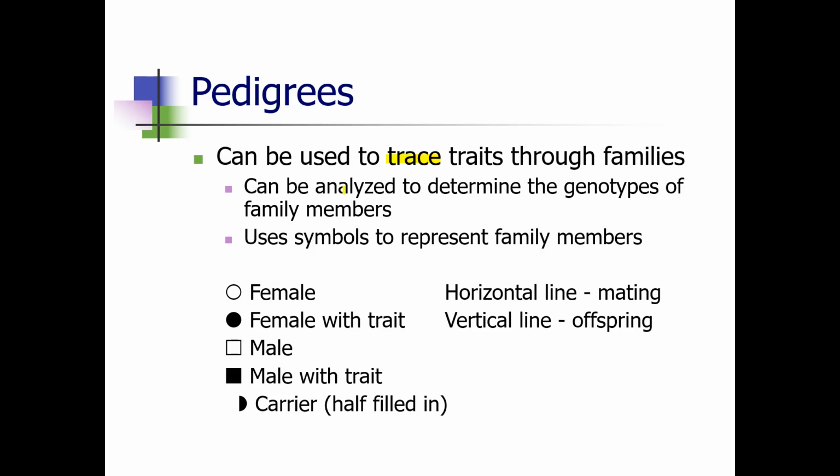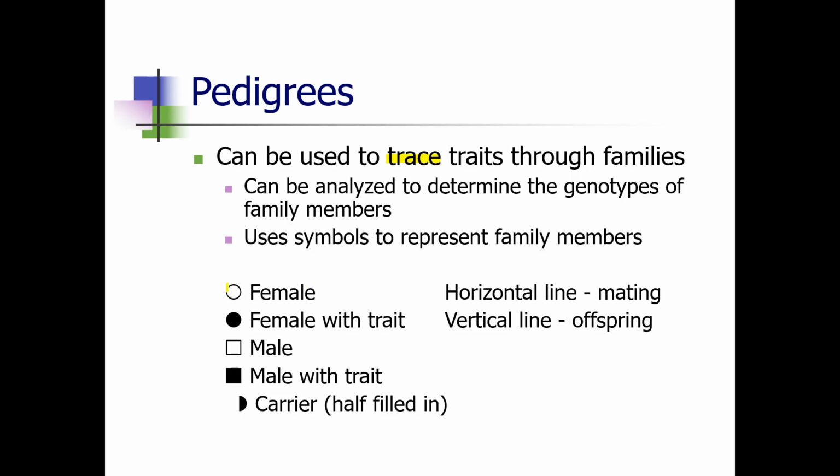And so what it does is it just shows the people in your family and whether or not they have certain characteristics. And so you can analyze a pedigree to determine maybe how a trait is inherited. You can also possibly determine the genotypes. If you know how it's inherited, then you can usually figure out the genotypes of most family members. And so what a pedigree does is it uses symbols to represent the people in the family.